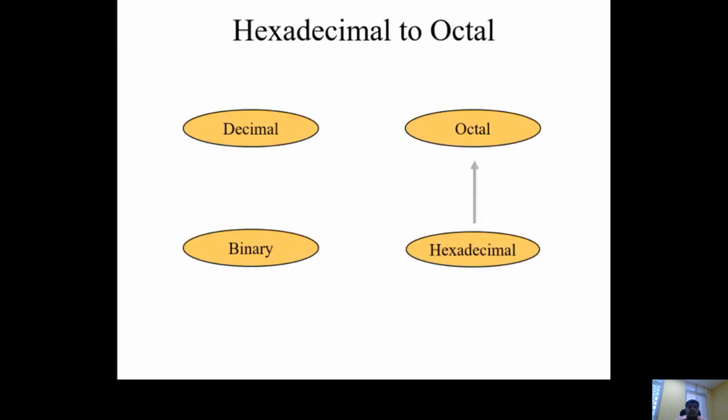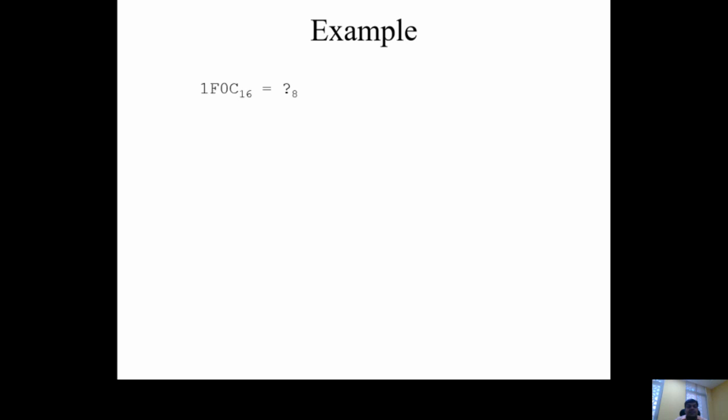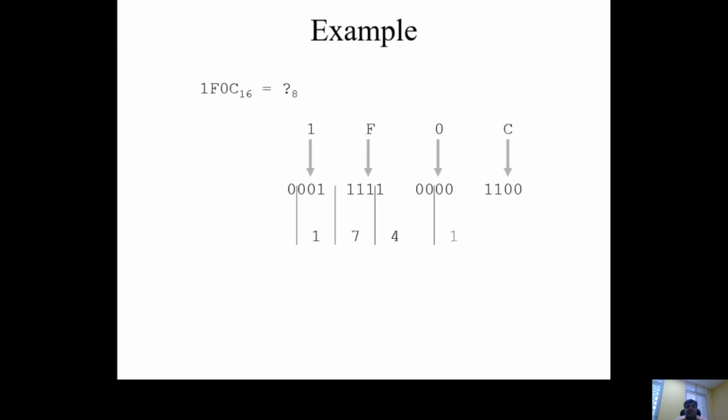Okay. Next conversion, hexadecimal to octal. Again we use binary as an intermediary. So first of all we convert 1F0C into binary. C is 12, 12 means 1100, 0 is 0000, F is 1111 and 1 is 0001. Now we take pairs of 3 bits from the right side.